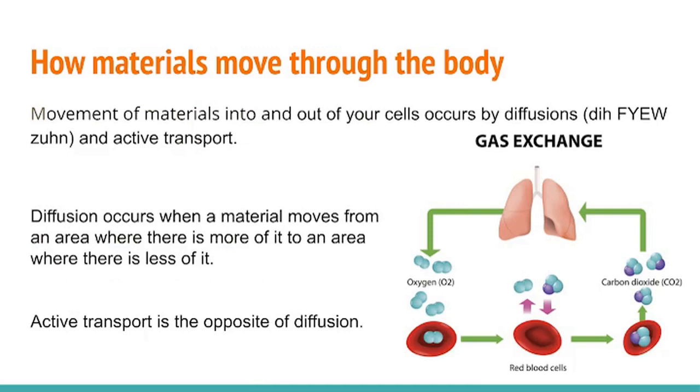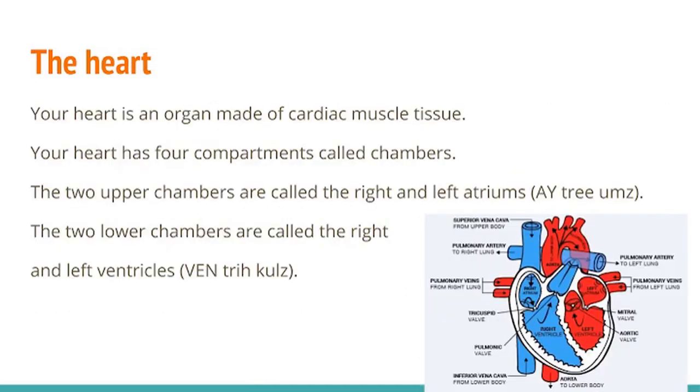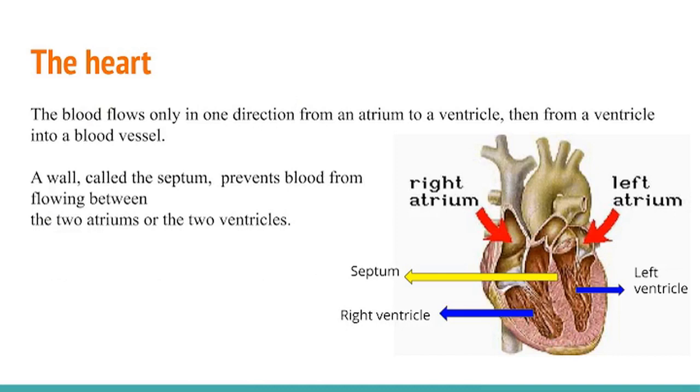Your heart is an organ made up of cardiac muscle. Your heart has 4 compartments called chambers or rooms. The upper 2 chambers are called atria, or the right and the left atrium. The lower 2 chambers are called your right and left ventricle. Blood flows only in one direction, from your atrium to the ventricle, then from the ventricle into blood vessels. A wall called the septum prevents blood from flowing between the 2 atrium and the 2 ventricles.